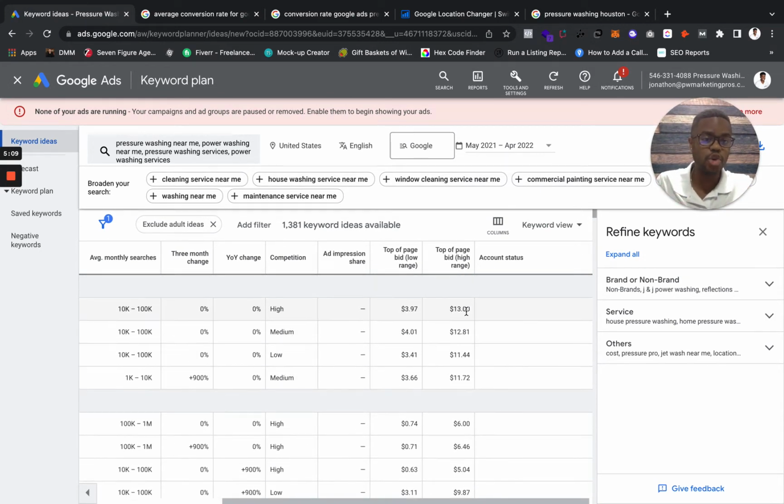But if you want to show up consistently at the top of the page, Google literally tells you how much you need to bid. Now, these aren't perfect numbers, right? Google can sometimes be wrong when it comes to these numbers. But nonetheless, like I said, they give you the exact numbers.